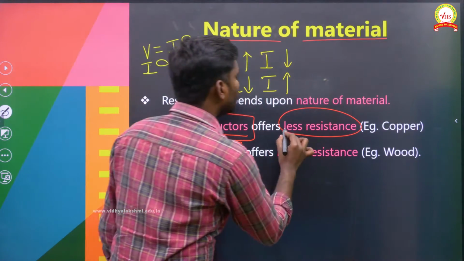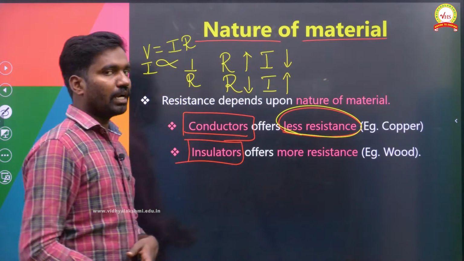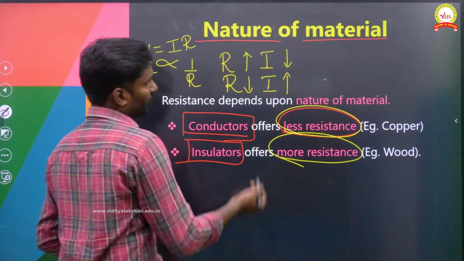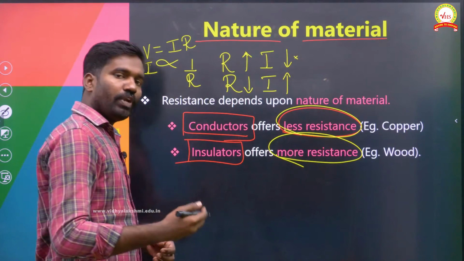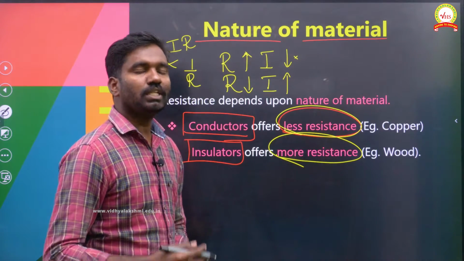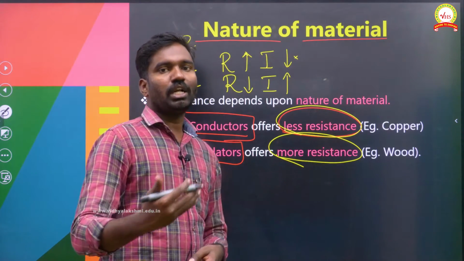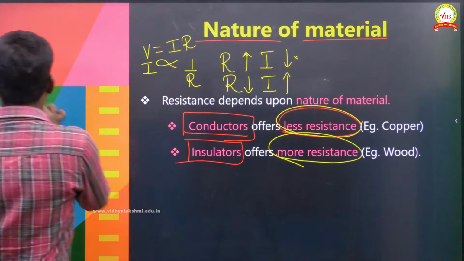So here the conductor is offering less resistance. That means what is going to happen? It is going to allow the current to pass through. Whereas an insulator has more resistance, right? Since the resistance is more, it does not allow the current to pass through. If you are taking different materials, like copper and aluminum, each material will have a different resistance value. So copper will allow a certain amount of current, whereas aluminum will allow a different amount of current, right?